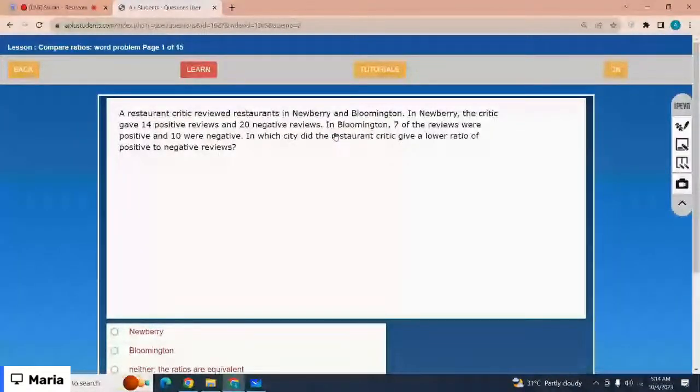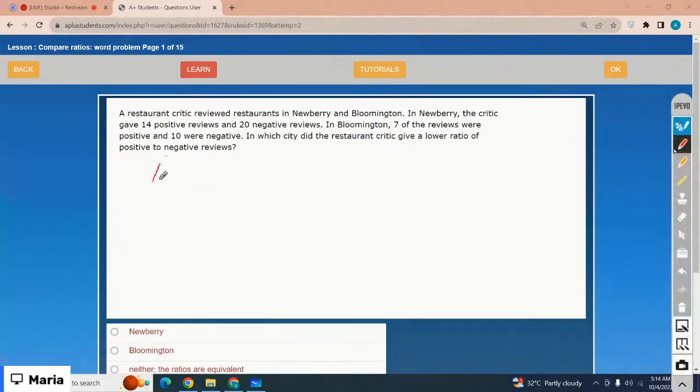A restaurant critic reviewed restaurants in Newberry and Bloomington. In Newberry, the critic gave 14 positive reviews and 20 negative reviews, right? So that means in Newberry it would be 14 over 20, 14 positive and 20 negative. In Bloomington, 7 of the reviews were positive and 10 of the reviews were negative. Okay, it is 7 over 10.